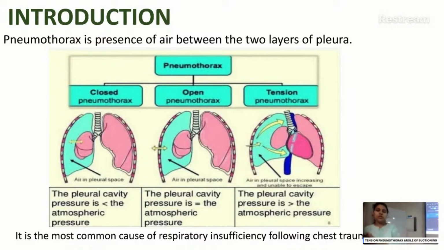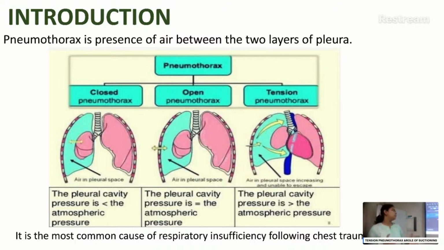Now, closed pneumothorax or open pneumothorax can result in tension pneumothorax. Tension pneumothorax is a condition wherein air is present between the two layers of pleura, no matter where it has come from, either from a parietal pleura opening or a visceral pleura opening. But the air is present between the layers of pleura and is not going out. There is a one-way valve that results in the air entering the pleural cavity during inspiration but not getting out during expiration.